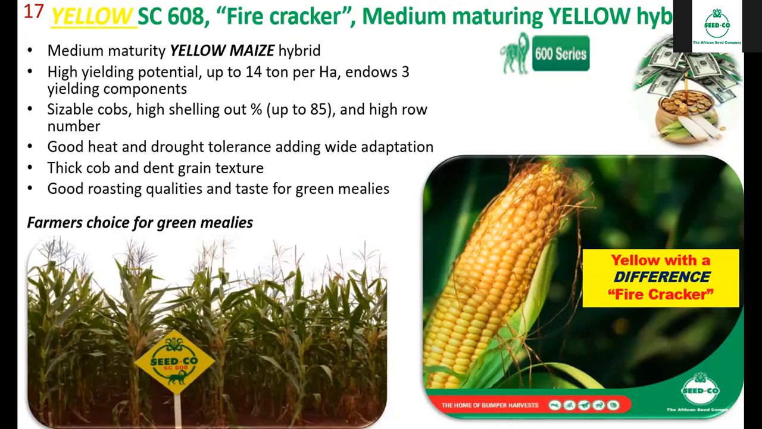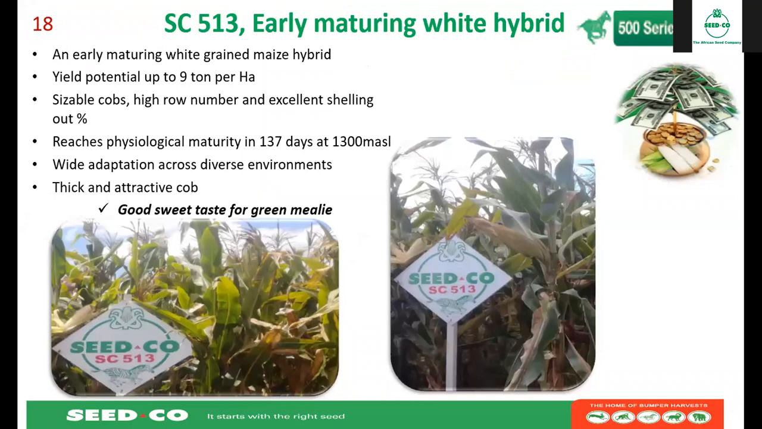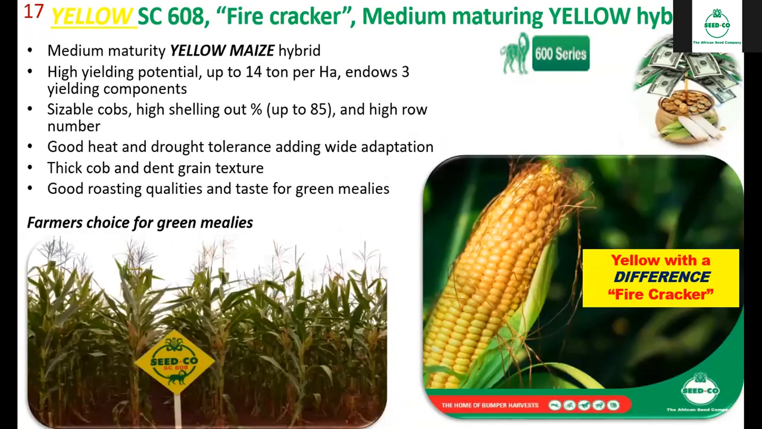The dry down rate is medium, so it also gives us a window to sell the produce for a longer period. However, in terms of dry down, you also need to plant a staggered crop so that you can have a longer selling window.